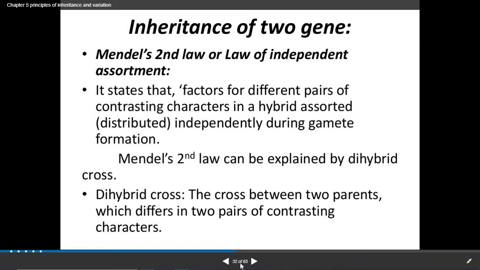Students, please note down, in the monohybrid cross we have seen the inheritance of a single gene. That means there we studied only one character, whereas here in the dihybrid cross we will study two characters. That's why it is known as dihybrid, and monohybrid means a single character.